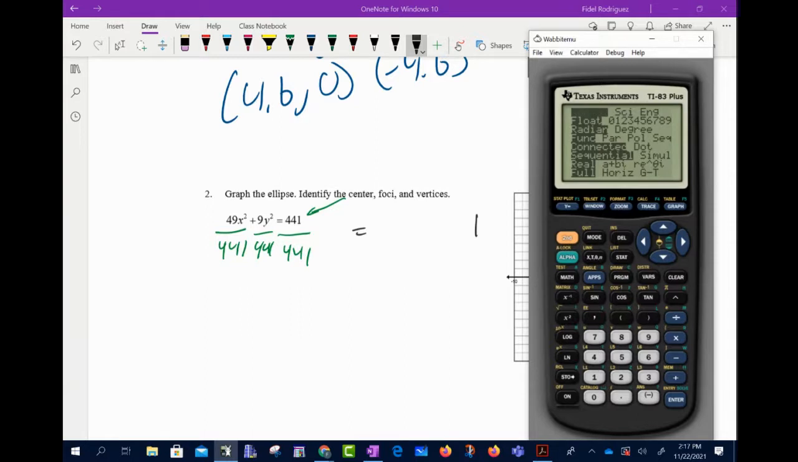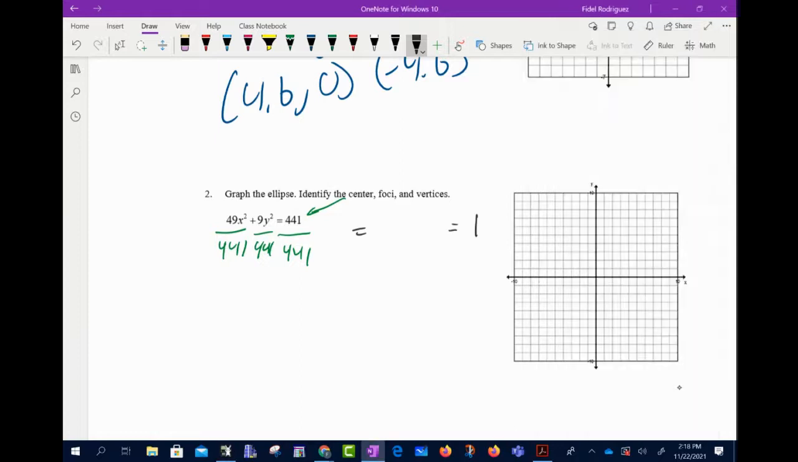Yeah, it's 9y squared. But what I'm trying to do is reduce 9 over 441, right? So if I go math and I go fraction, look what we get. We get 1 over 49. So this is telling me that this is y squared over 49. And then wouldn't 49 over 441 be 9 down here? We know that 9 times 49 gives us 441.